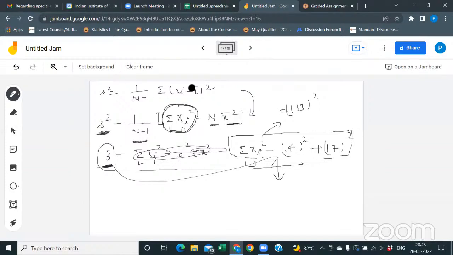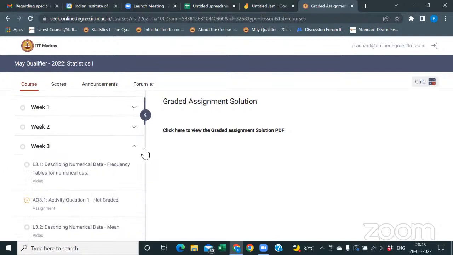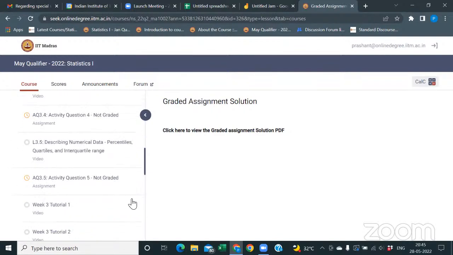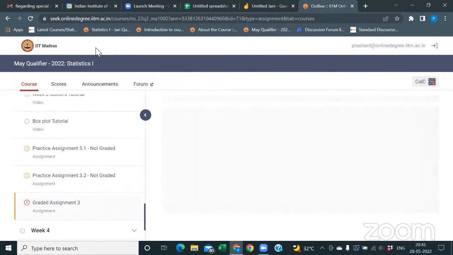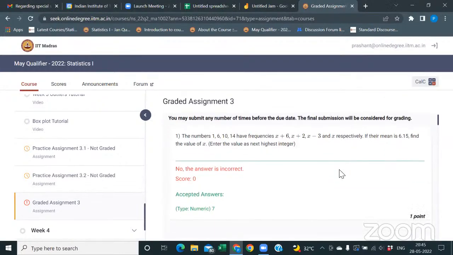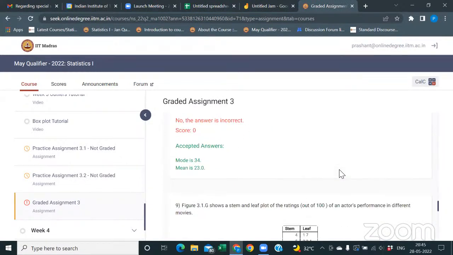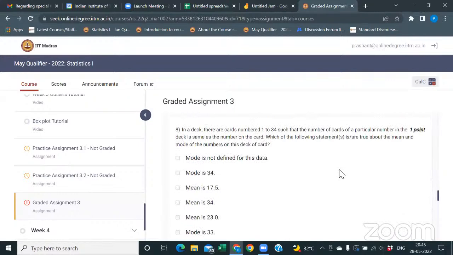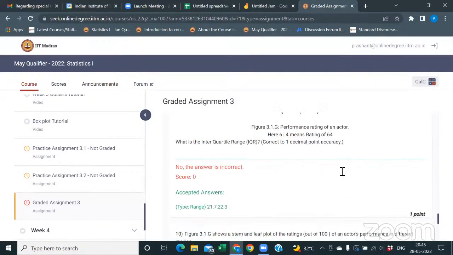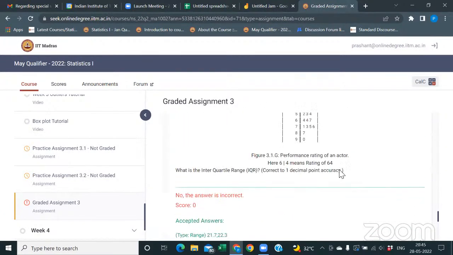Sir, can you please explain graded assignment 3, question 8 and 9? I can't understand the question. Eighth one and ninth one. No, ninth and 10th, the last question. Because there was something written that ratings were 3, then change to 30 points. In the 10th one it was there, and it is asking to change it.